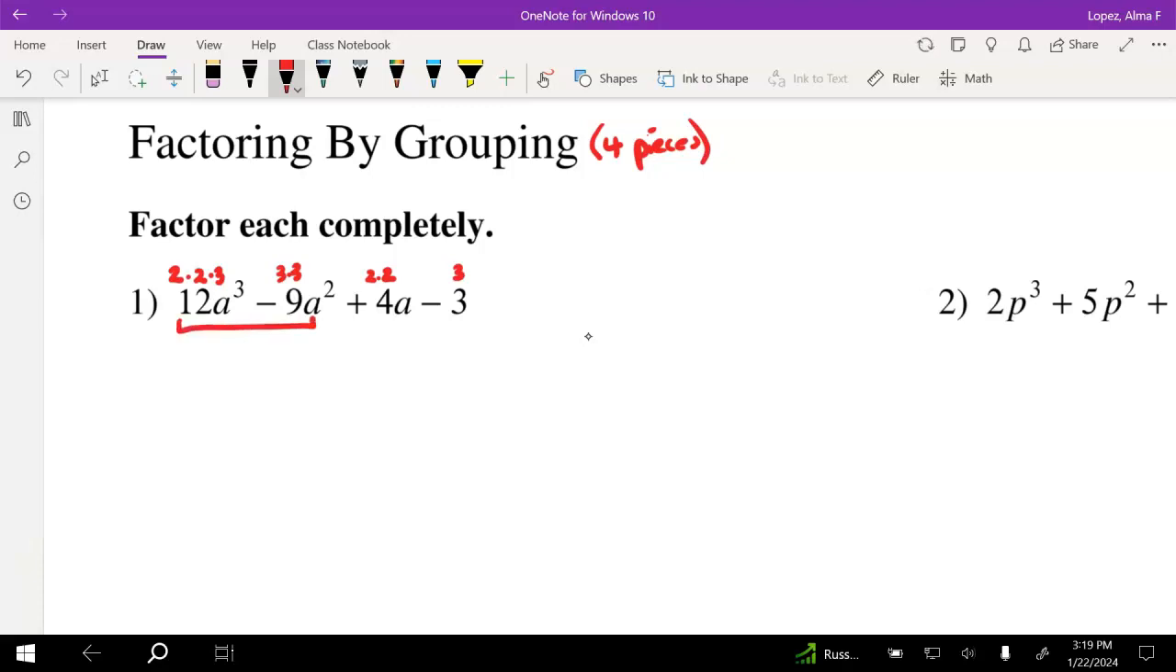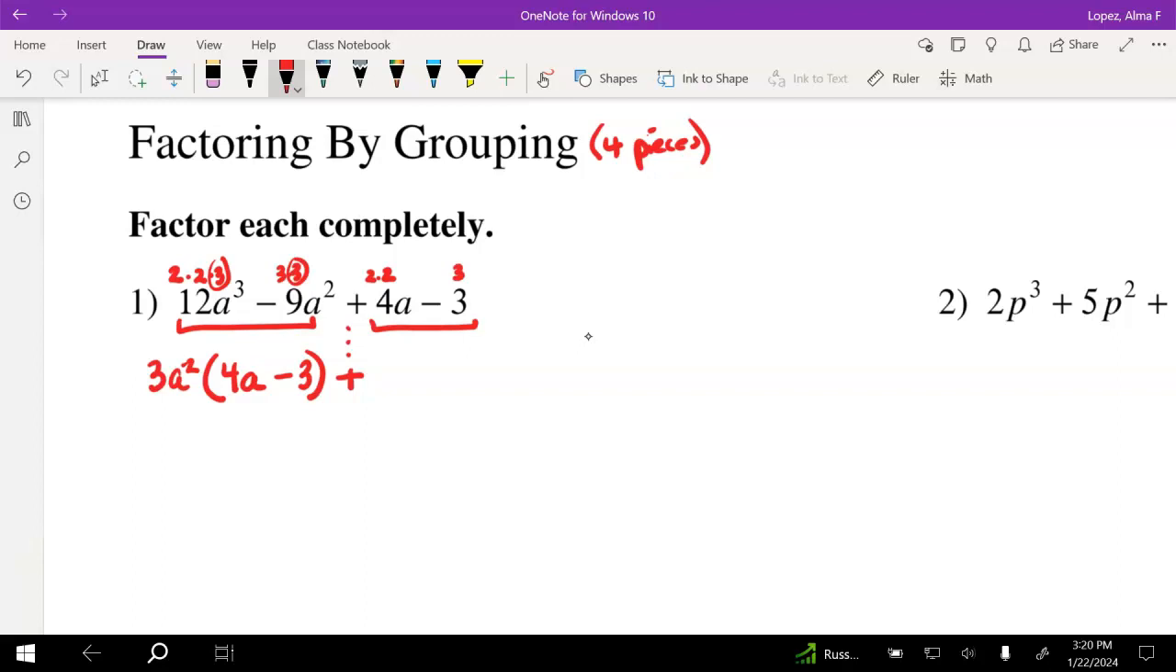We start by grouping the first 2 together and the second 2 together. The first 2 pieces have a 3 in common, so we're going to factor that out. Open up our leftover parentheses. When you factor, they also have an a squared in common. When you factor the 3a squared out of the first term, you're going to be left with a 4 and an a. When you factor the 3a squared out of the second term, you're left with a minus 3. Now bring down the sign between the 2 groups.